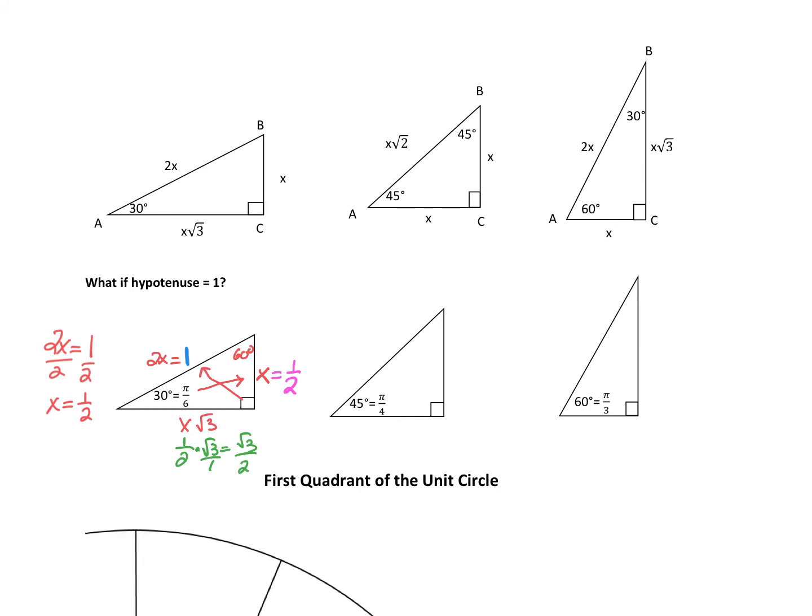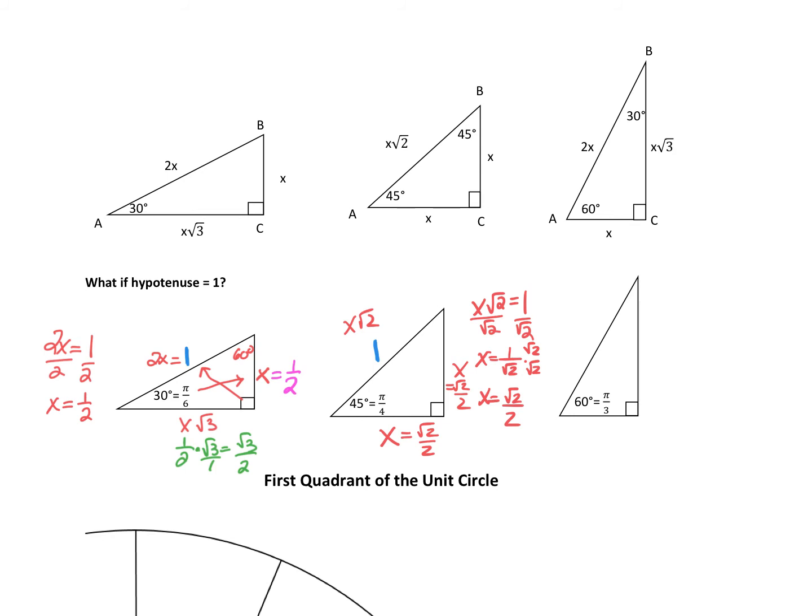We're going to apply a similar idea with the 45. So again, let's say my radius or my hypotenuse is 1. We know that this is x square root 2. So x square root 2 is equal to 1. I'm going to divide by the square root of 2, and so x is going to equal 1 over square root 2. We don't leave it like that, so I need to multiply by root 2 over root 2. So x is going to equal root 2 over 2. So both of these sides are going to equal root 2 over 2.